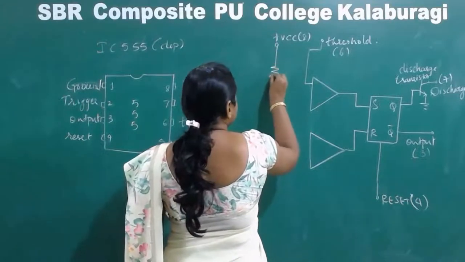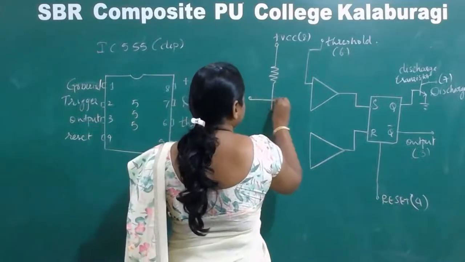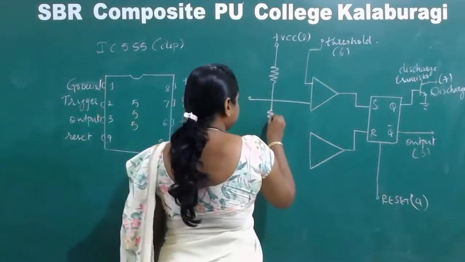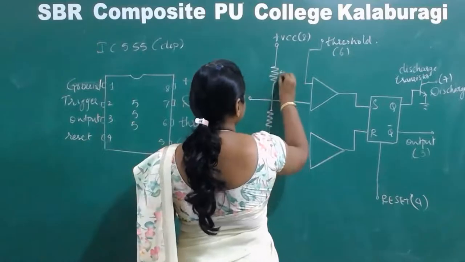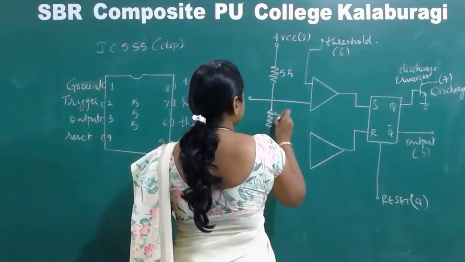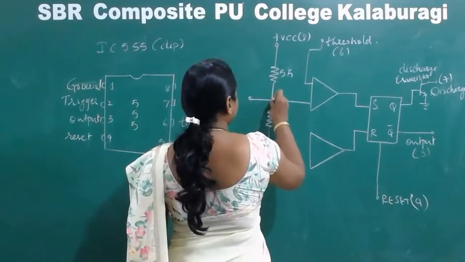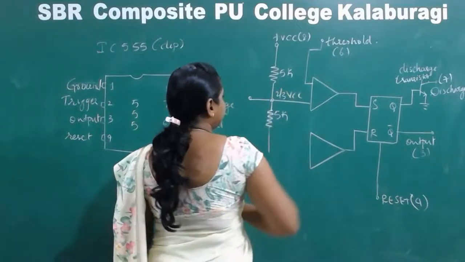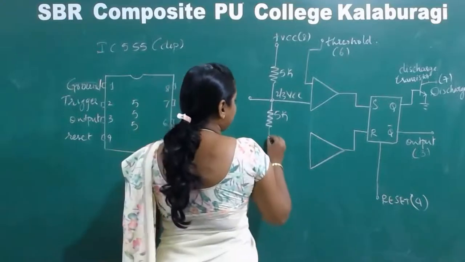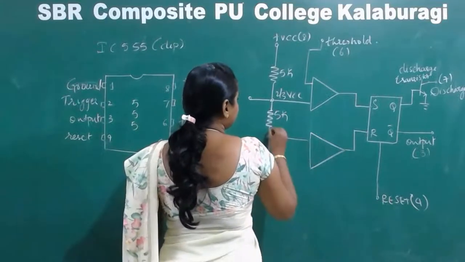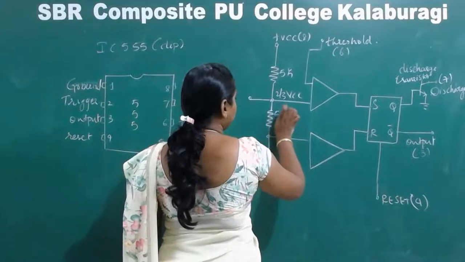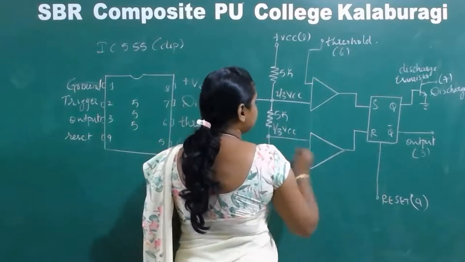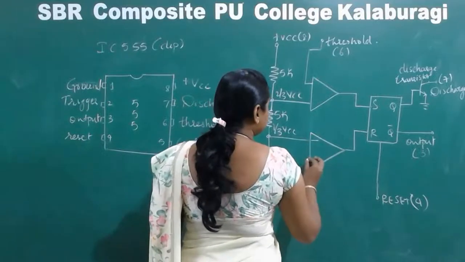So VCC is applied here like this, through various resistors. This is 5k, this is also 5k. Here the voltage will be 2/3 of the VCC, okay, 2/3 of the VCC, and at this point the voltage will be 1/3 of the VCC. This is given to the minus terminal.